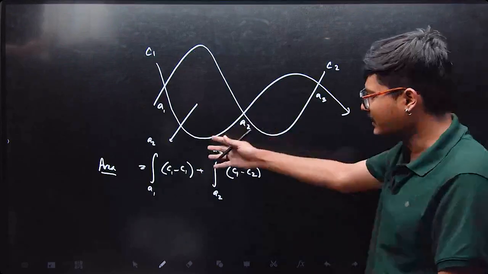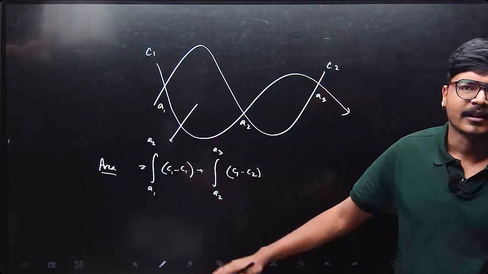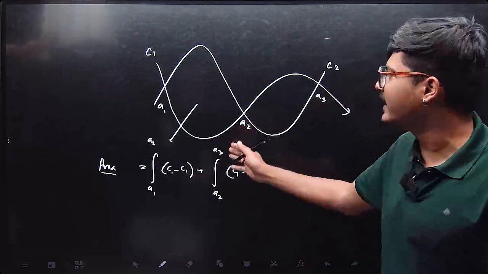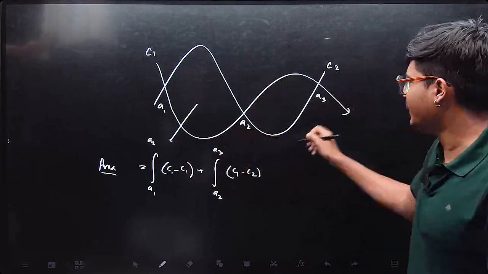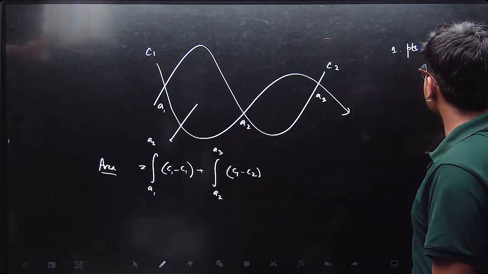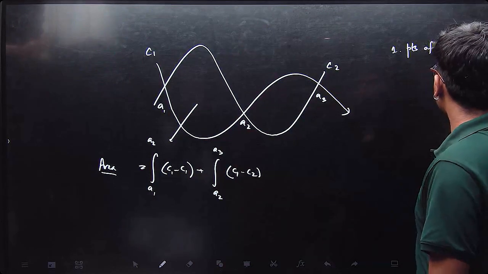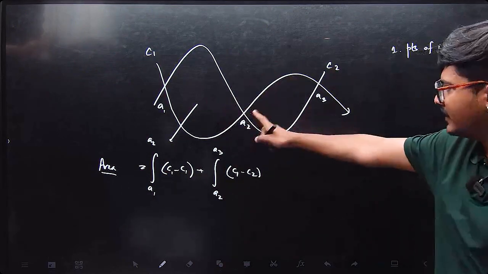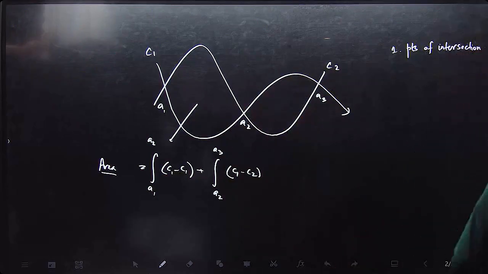Can I give a short recap? The short recap was this is something that we've already seen. How do you find the area between two curves? The general idea is, first step, find the points of intersection. So in this case, we have to find this A1, A2, and A3 individually.